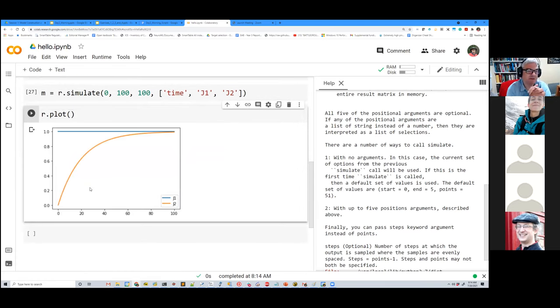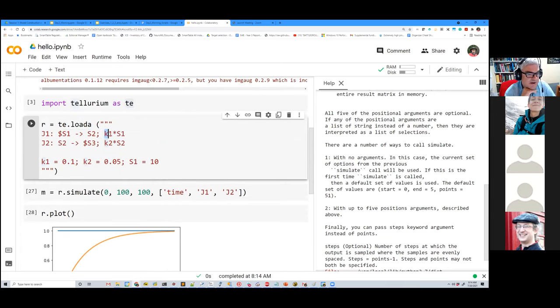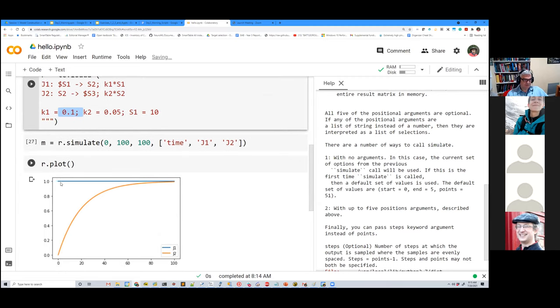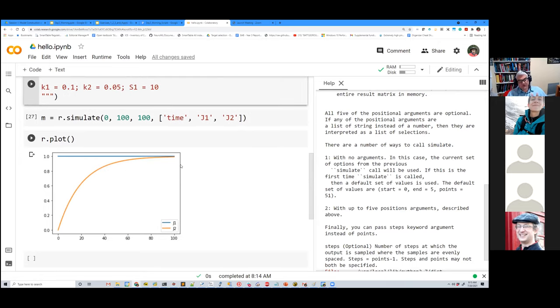Okay, so now you see something quite different. So now all the rates, the first rate seems to be stuck at 1. Well, that makes sense because the rate is determined by K1, a constant, and S1 is now fixed. And S1 is 10, so 10 times K1, which is 0.1, is 1. So the input rate is fixed at 1, which is why we see the blue line just fixed at 1. J2, on the other hand, starts at 0, then rises, and of course reaches the same level as J1 as it approaches steady state. So here both rates are non-zero, and we're in a state called the steady state.